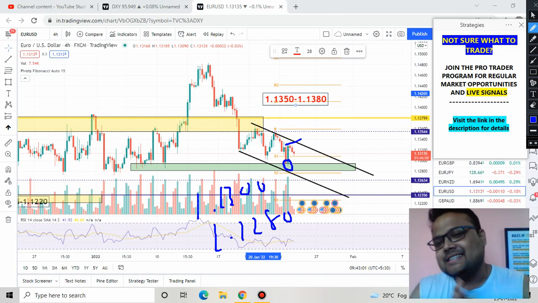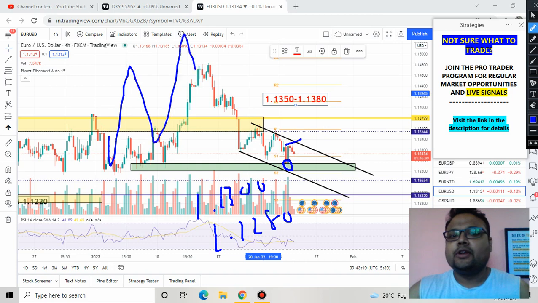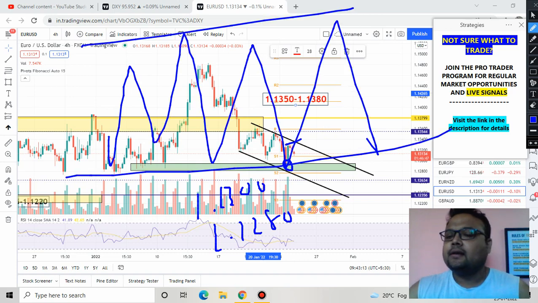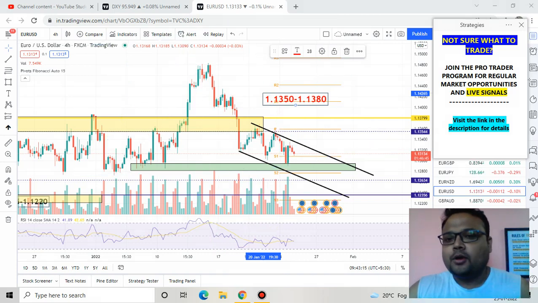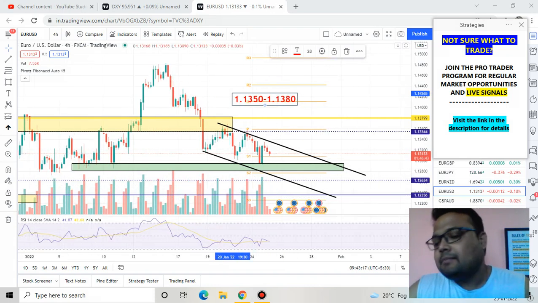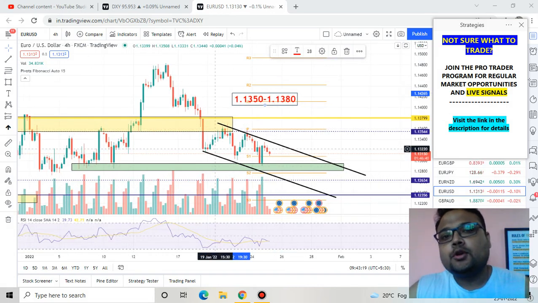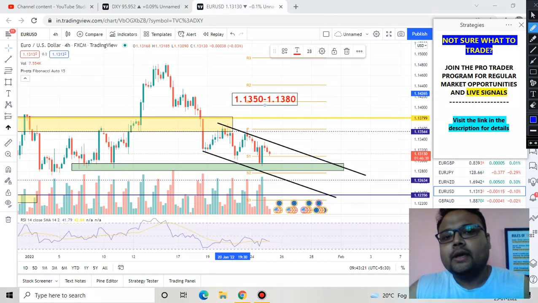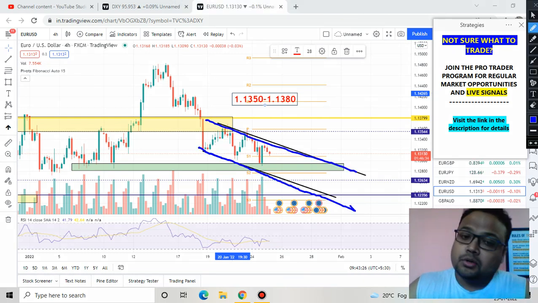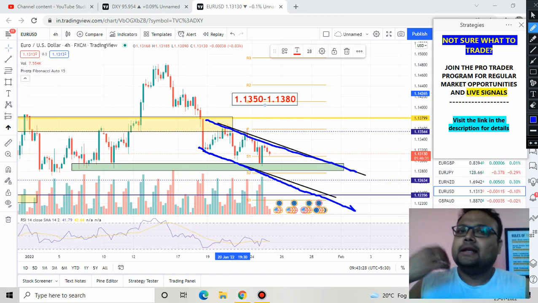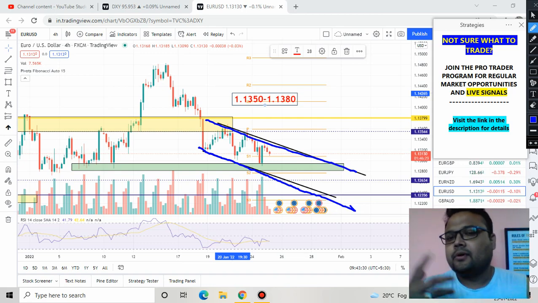But there is a problem here. Sideways market, fine. Support at the bottom, resistance at the top, and as long as the market is trading in a range here, we can keep on buying and selling. But the problem is that Euro USD is unable to cross the previous highs, and we can draw a channel here.